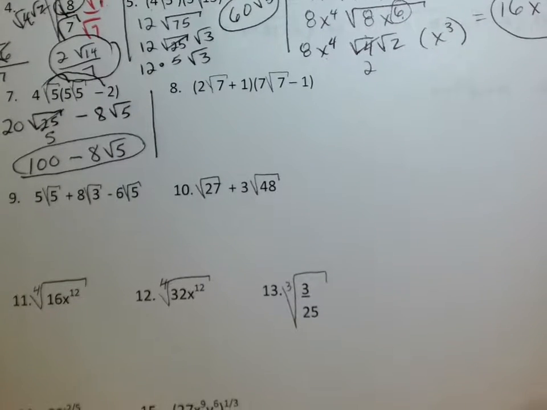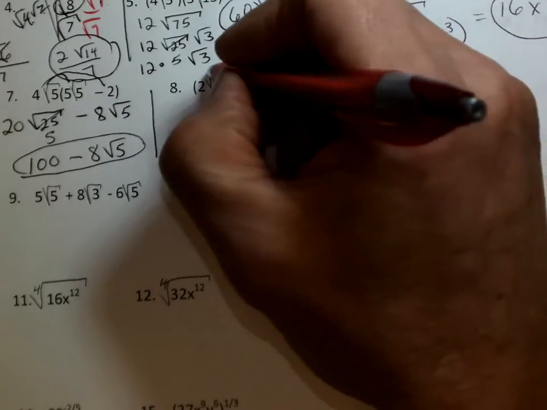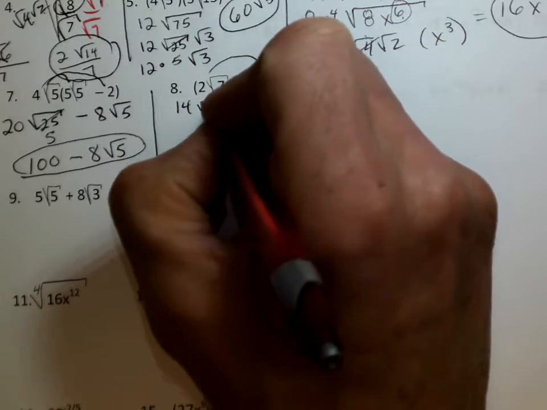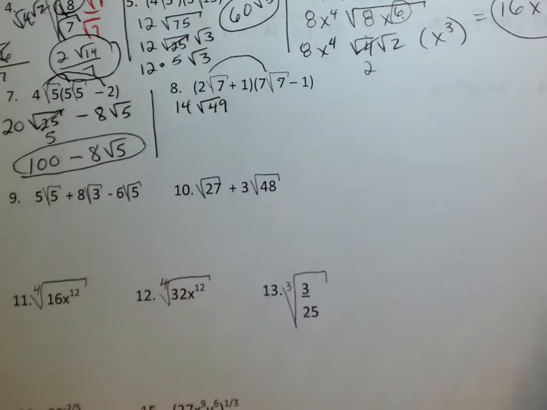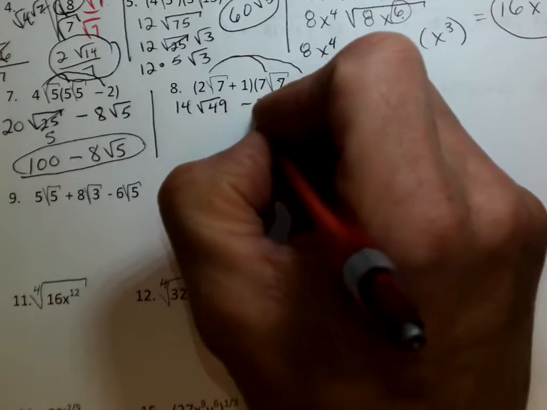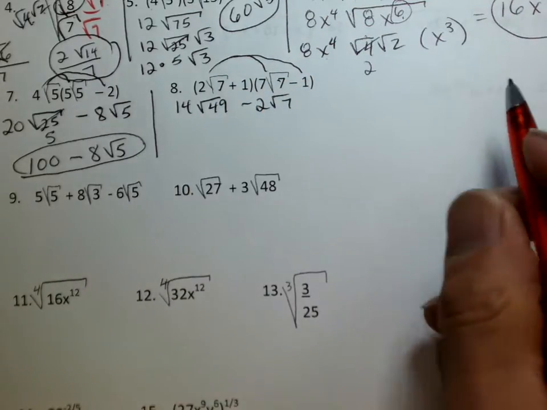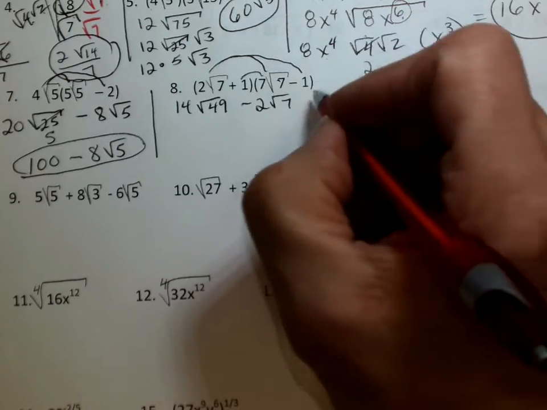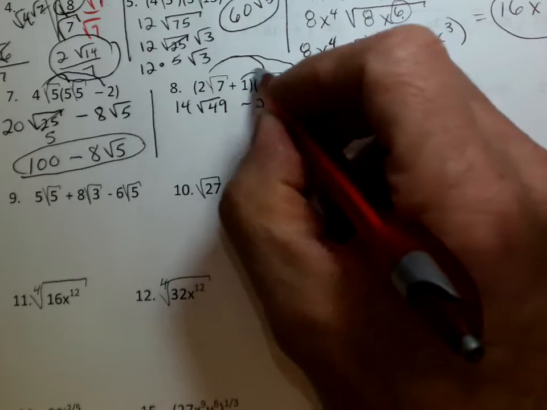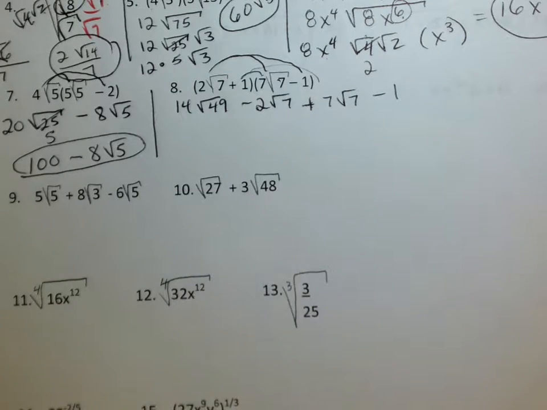Number 8. So it's a FOIL problem. I'm going to get 14 square roots of 49, right? I'm going to get minus 2 square roots of 7. Positive 7 square roots of 7. And a negative 1, or subtract 1. Okay, just FOILing.